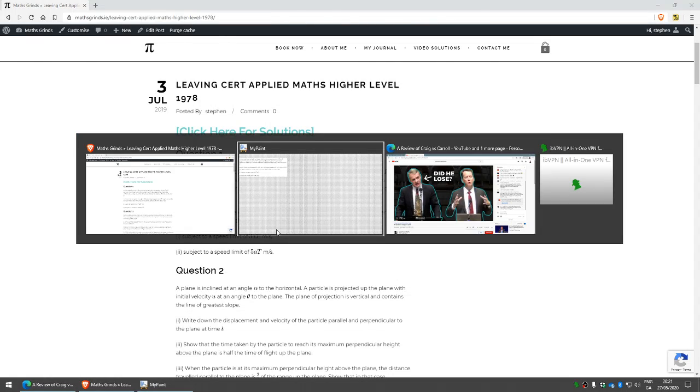Okay, let's have a look at this question here. The driver starts from rest at P and travels with uniform acceleration of A for t seconds. He continues for 3t and then decelerates in a further 2t.